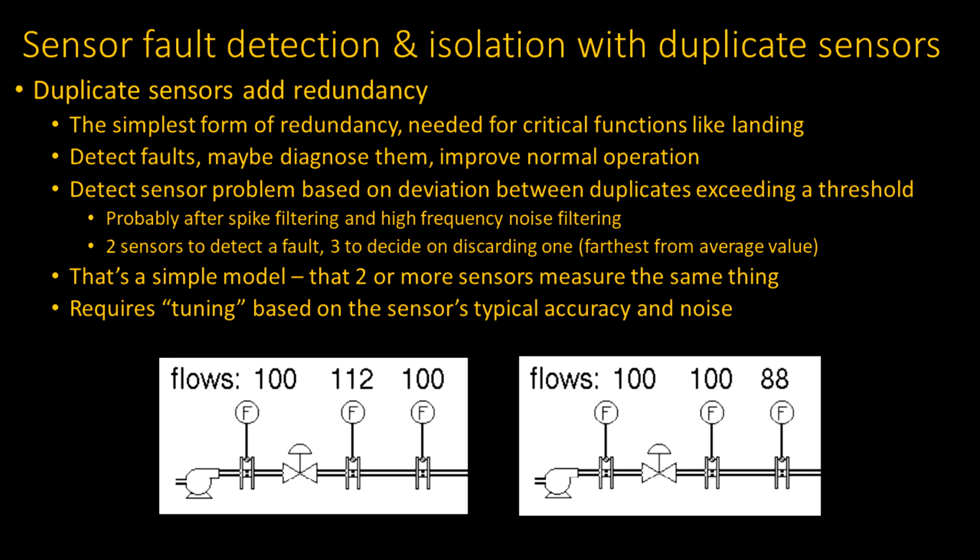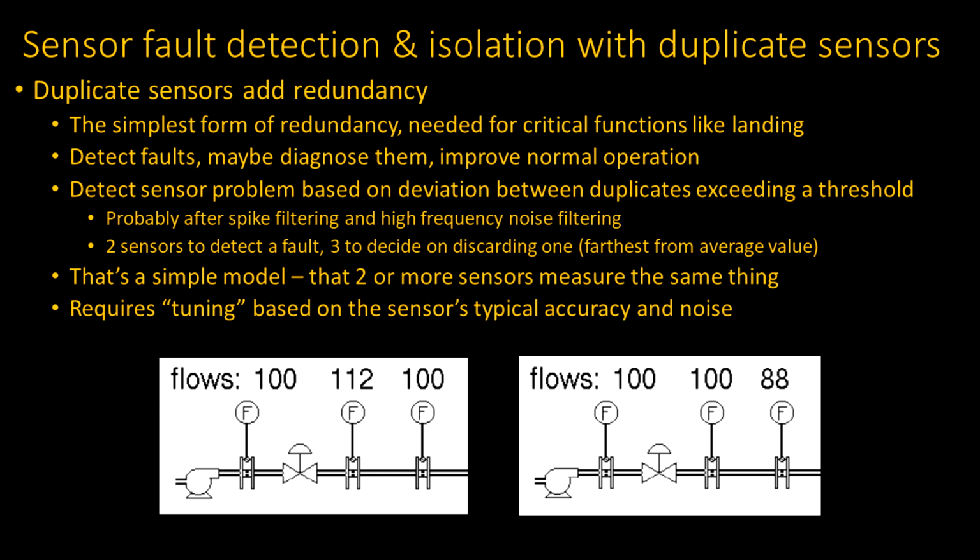So it takes two sensors to even detect a fault. You can just say they're different, something's going on. It takes three really to decide on which one to discard. So for instance, with three sensors, like the example below, you might take the average of the three and then throw away the one that's the farthest from the average.